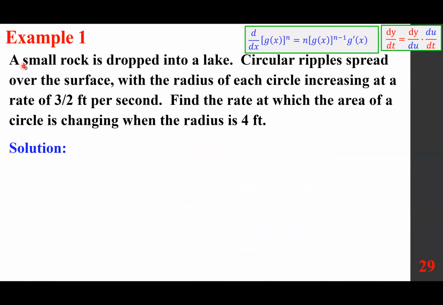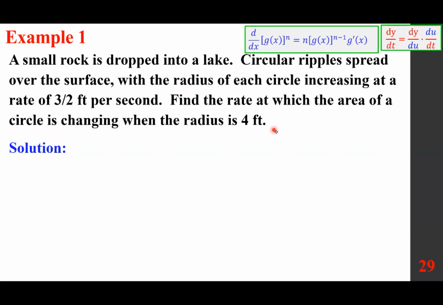Can somebody read the question, please? Go ahead, please, somebody. A small rock is dropped into a lake. Circular ripples spread over the surface, with the radius of each circle increasing at a rate of 3/2 feet per second. Find the rate at which the area of the circle is changing when the radius is 4 feet.